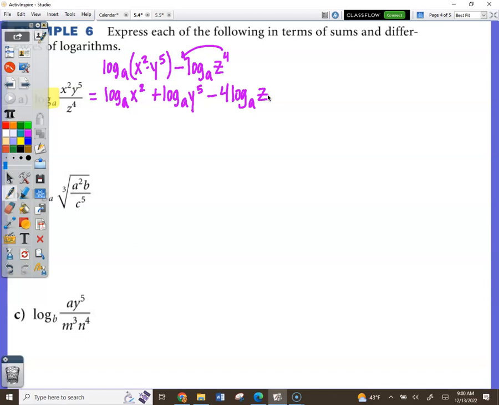So that last one's done now. How do you know when you're done with it? The of part should be a singular thing. It shouldn't have multiple letters. It shouldn't have any powers. That's how you know that last log is done.